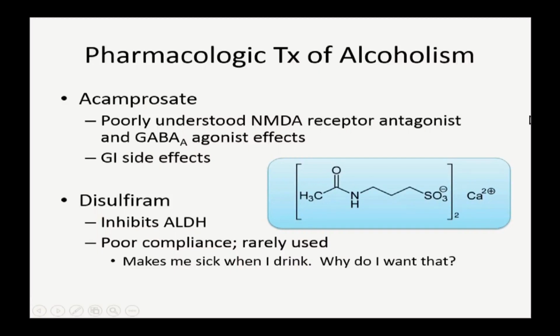We mentioned before disulfiram, which inhibits aldehyde dehydrogenase. It's rarely used in the United States, more commonly used still in Europe. There's an issue with compliance. Why would the patient want to continue taking this medicine if it makes them sick? They have to be really dedicated to want to stop drinking to take disulfiram orally on an outpatient basis.